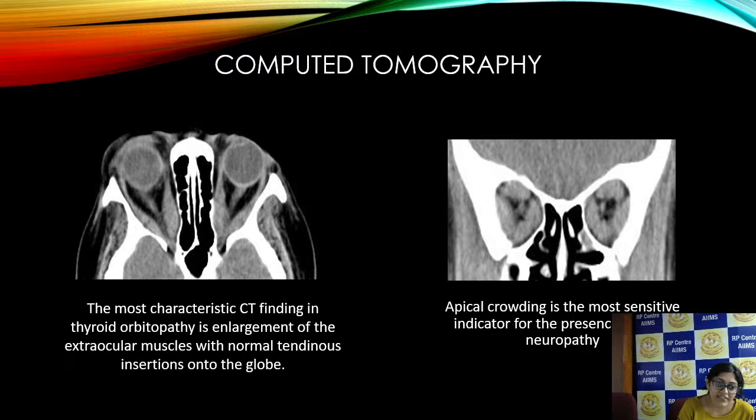On computer tomography, the most characteristic finding is normal tendon along with an enlarged muscle belly, and apical crowding is looked for to look for any signs of the presence of optic neuropathy.